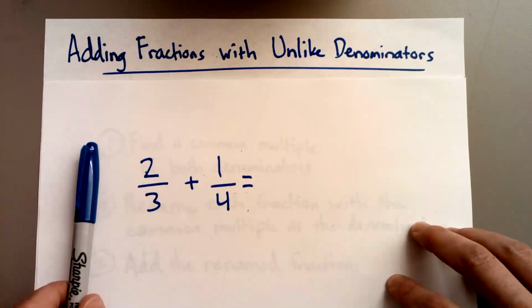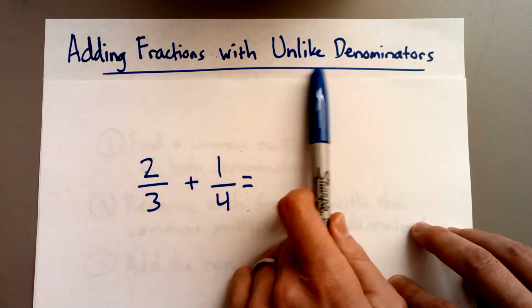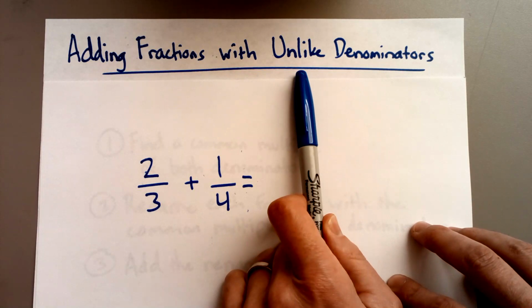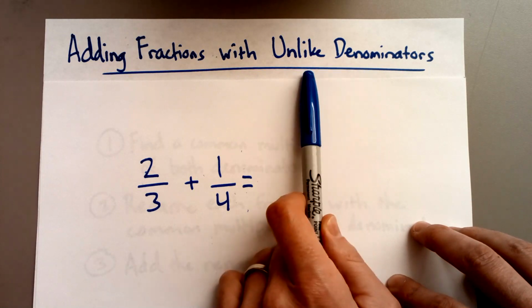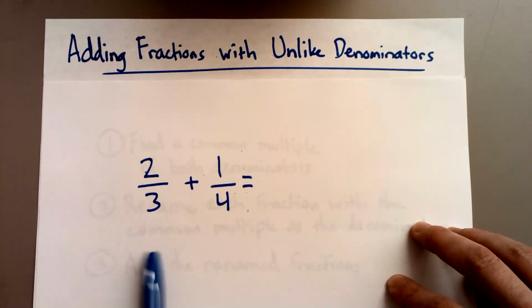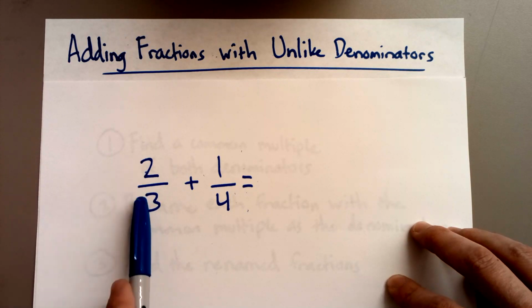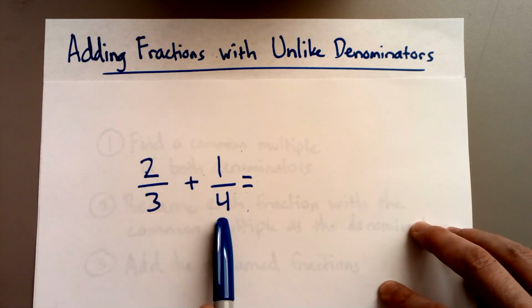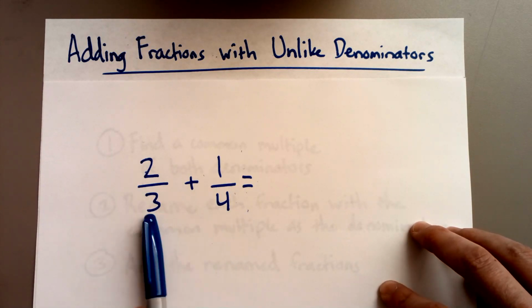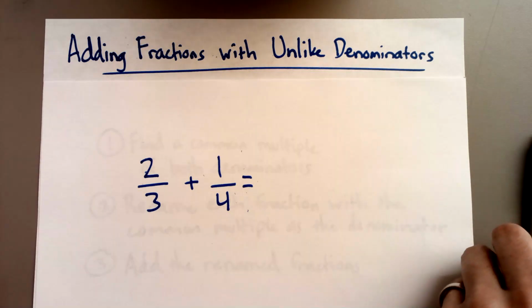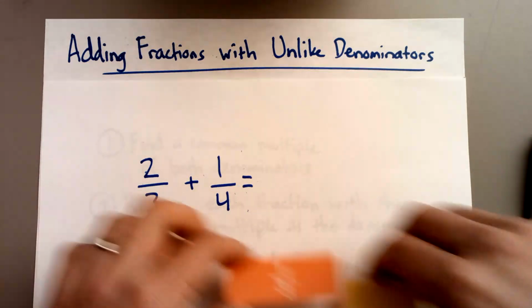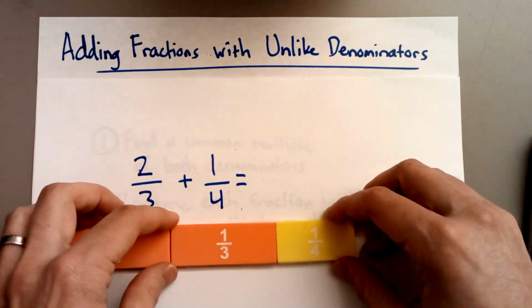Today, mathematicians will be adding fractions with unlike denominators. Unlike just means that the denominators are different. They're not the same. For example, here we have 2/3 plus 1/4. 3 and 4, they're not the same denominator, and so we cannot add them together in their current configuration.